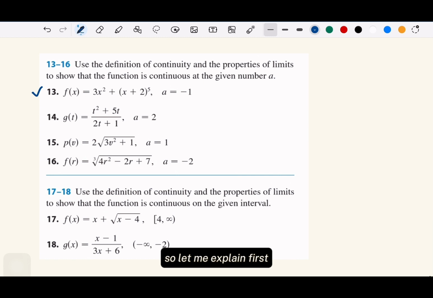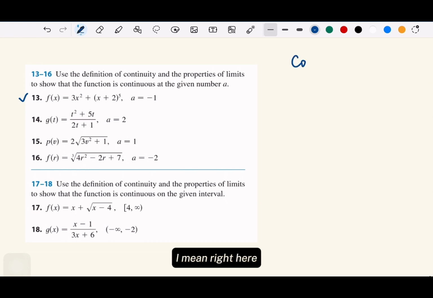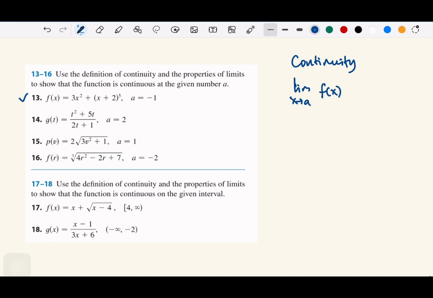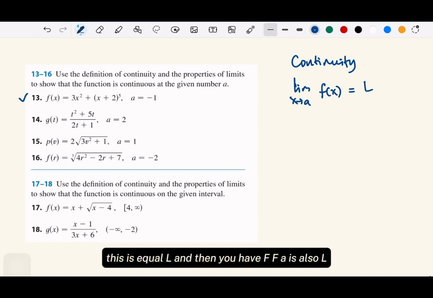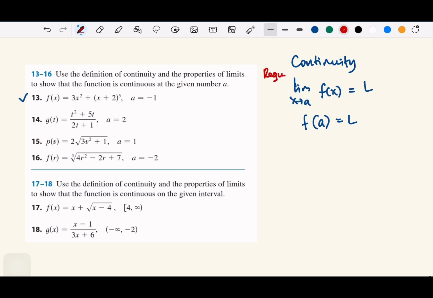Okay, so let me first explain what the requirement is for this part. Continuity, let me write here, is when you have the limit as x approaching a of f of x equal to L, and then f at a is also L. It means that this is continuous. These are the requirements.